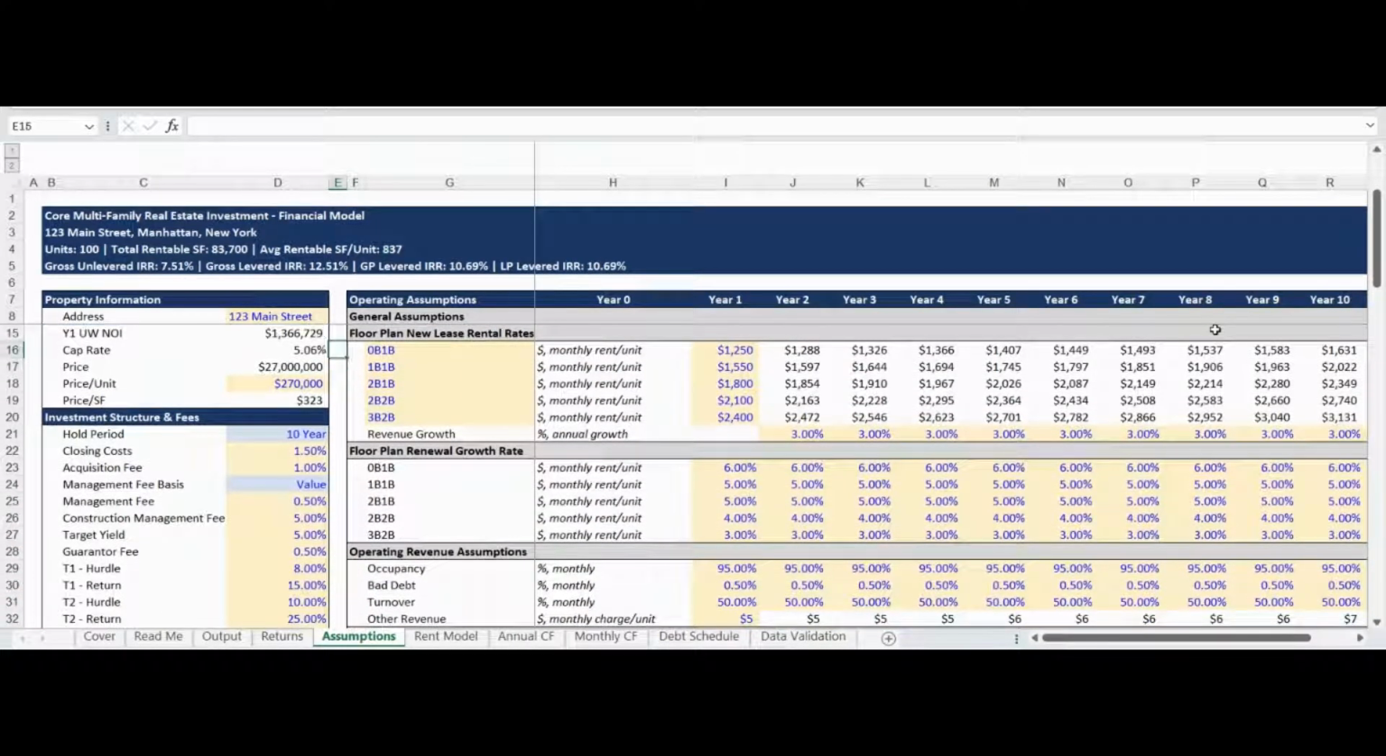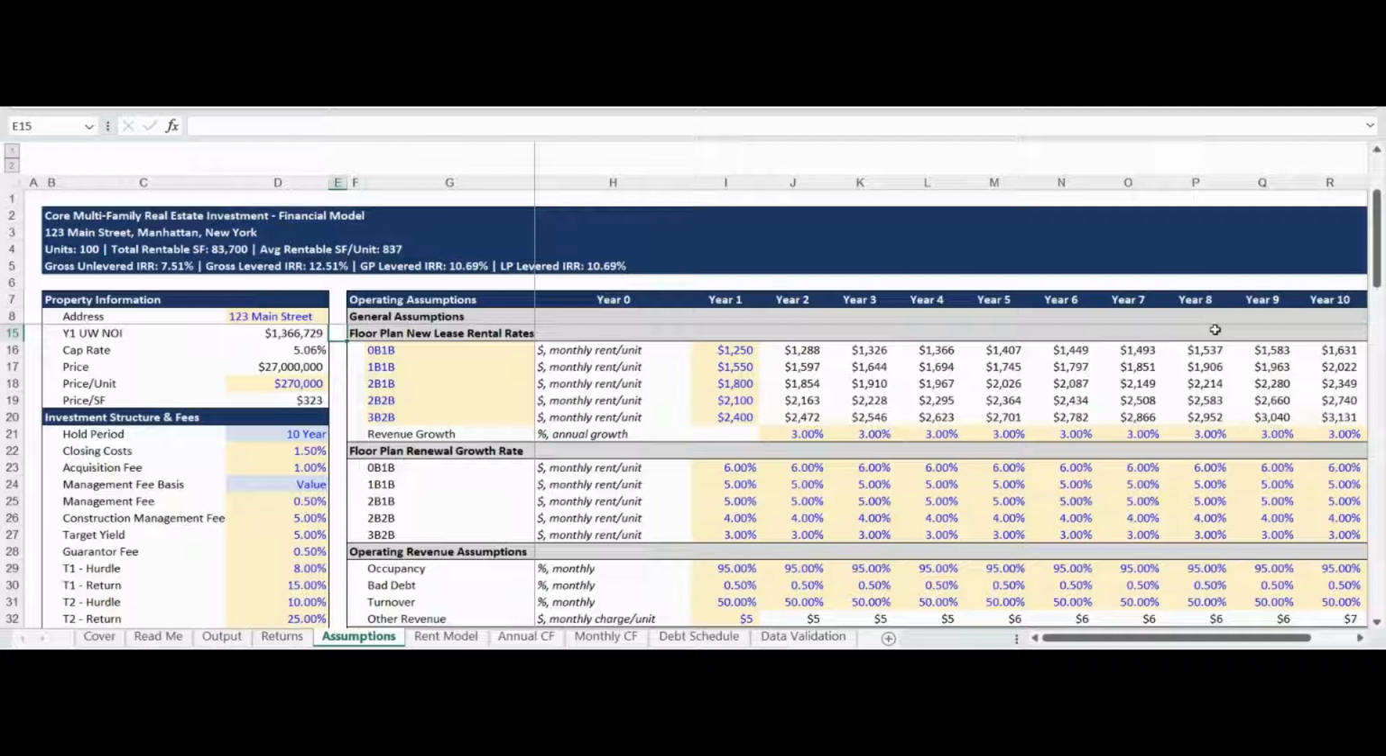Rents are set by inputting the forecasted new lease rental rates by year by floor plan. The floor plans are entered into the yellow filled with blue text cells below the floor plan new lease rental rates heading. The year 1 monthly rental rate by floor plan is entered with annual rent growth percentages applied to the year 1 rental rates you set in the analysis.